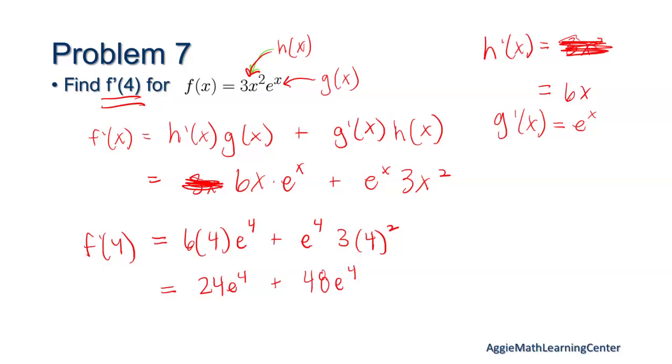Okay, and so then, are these like terms? Can I add them together? Yes. So that gives me 72 e to the 4th. Did that make sense to everyone? Mm-hmm. Like, wow, this calculus thing's pretty easy. Okay, 72 e to the 4th.